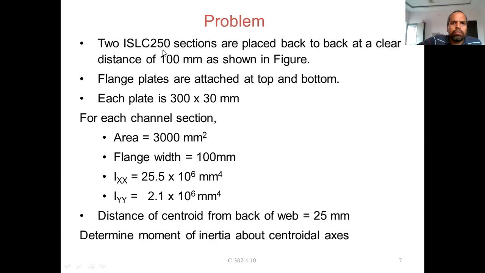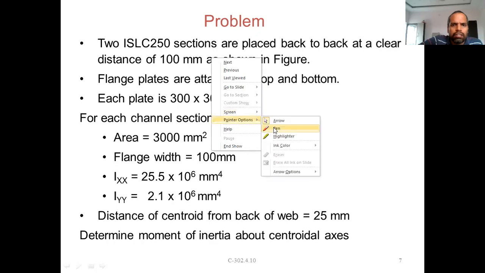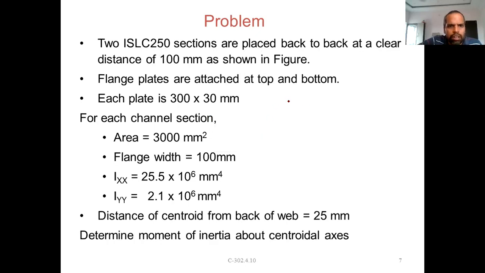250 is nothing but the total depth of the channel section. The distance is back to back. I have explained somewhere in the case of built-up sections. So two I sections are nothing but like this.